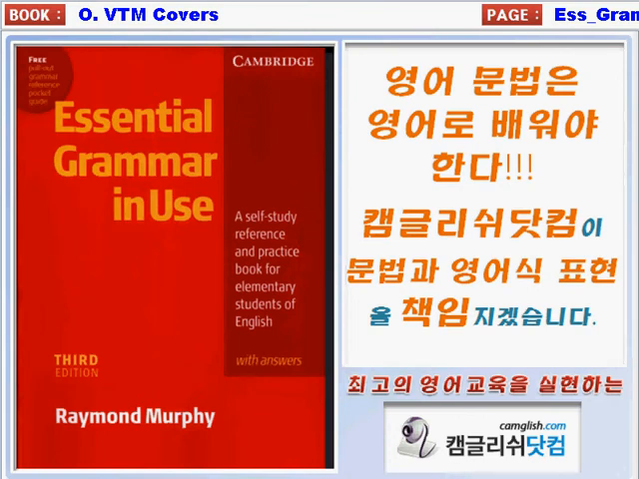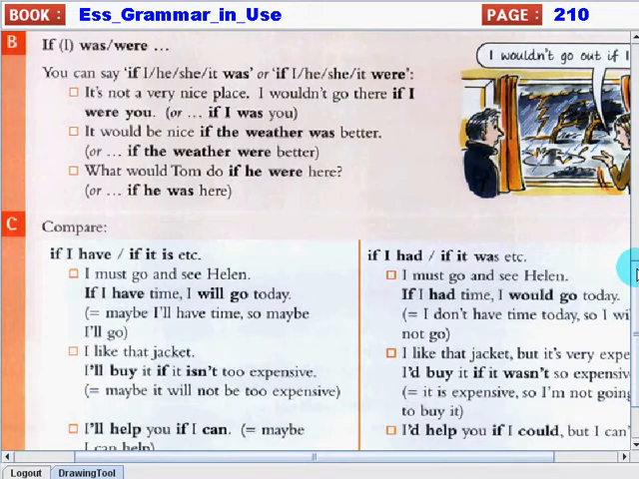We are going to continue our lesson in the book Essential Grammar in Use, 3rd edition by Raymond Murphy. Today, we're going to finish our lesson under Unit 100.